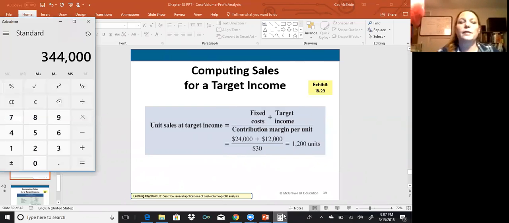So if we were looking at this and we wanted to know what break even is, we would take our fixed costs of $24,000 divided by our $30 contribution margin per unit. So we'd have to have 800 units in sales to break even. Now, we can use that same formula to figure out what would happen.